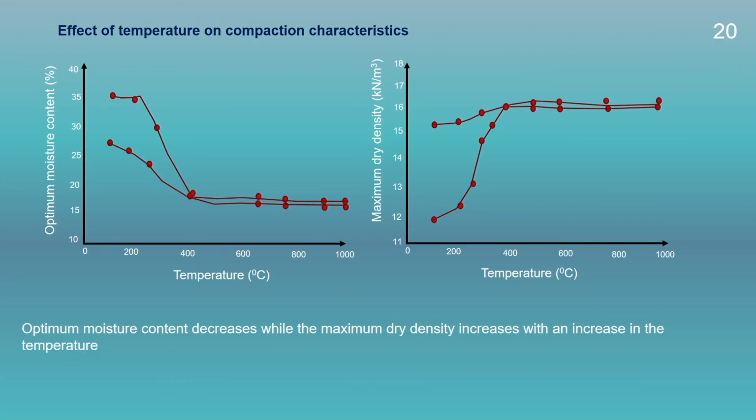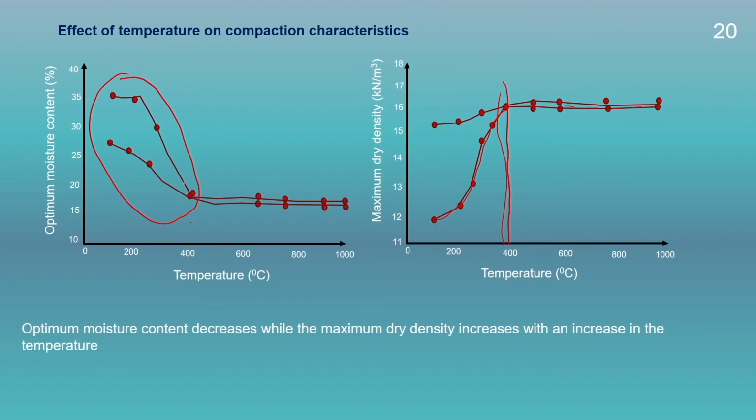Since the particle with larger size can have a higher value of dry density, we could see with the increase in the temperature, the maximum dry density of the soil is increasing, and again the maximum change is taking place at around 400 degrees centigrade, where the dehydroxylation process starts. Similarly, as the particle size gets increased, a decrease in the optimum moisture content can be expected. So, similarly, over here we could see the optimum moisture content decreases with increase in the temperature.